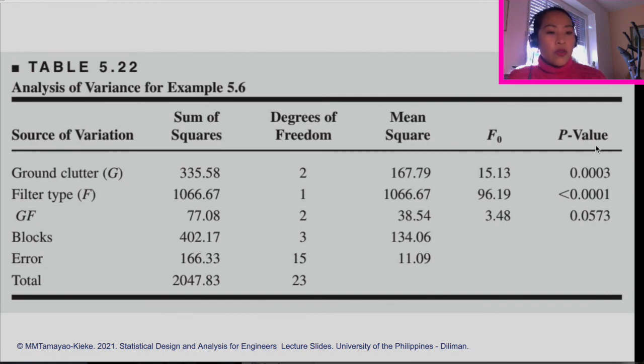Okay, so according to the p-values, we can see that ground clutter and filter type are significant. The interaction of the 2 main effects is also significant, but at 10% significance level.